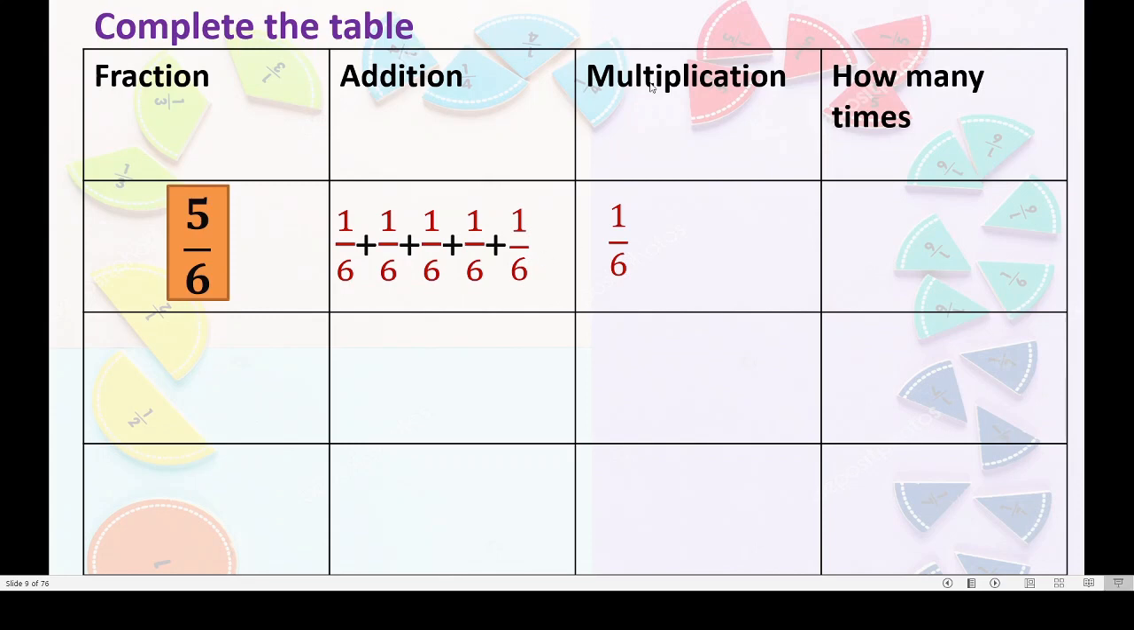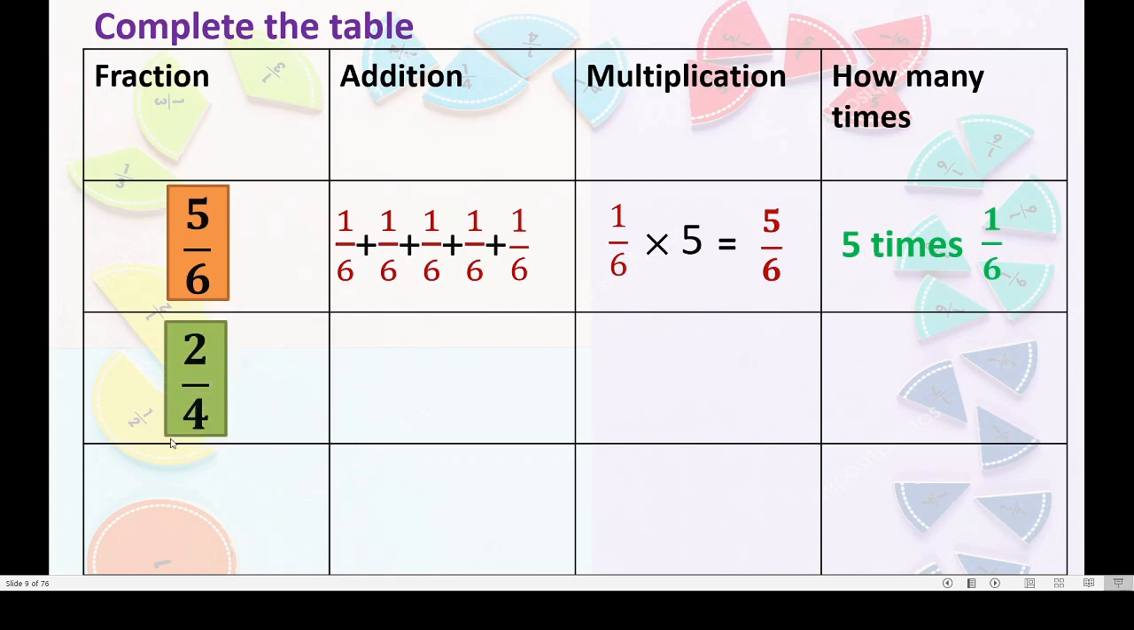Right? Now multiplication. Here 1 upon 6, we have multiplied how many times? 1, 2, 3, 4, 5 times. So I will write here 5. How many times? 5 times 1 upon 6. What to write here? 5 times 1 upon 6. What is the answer?